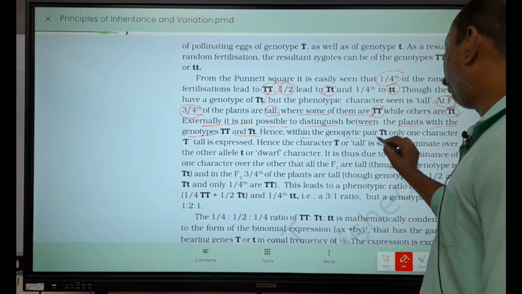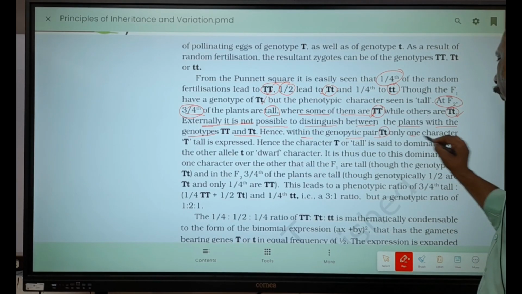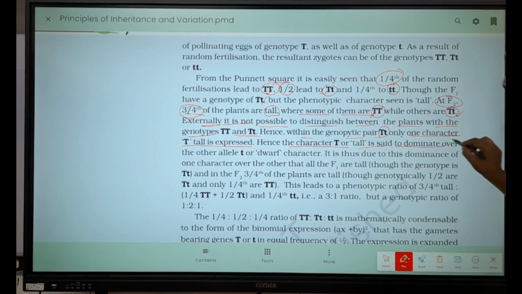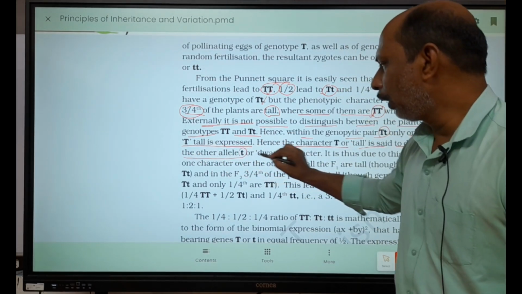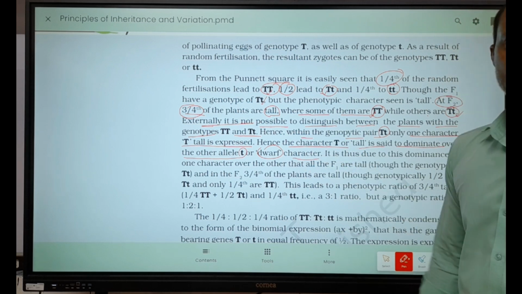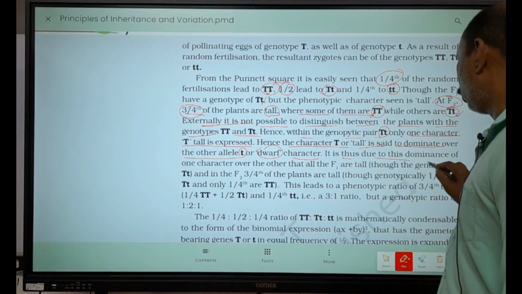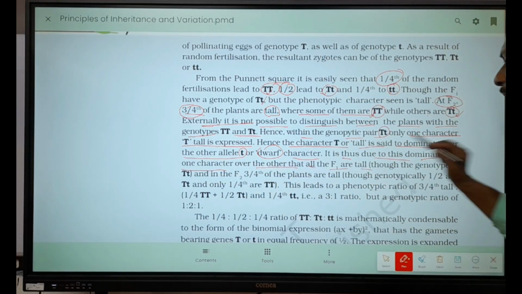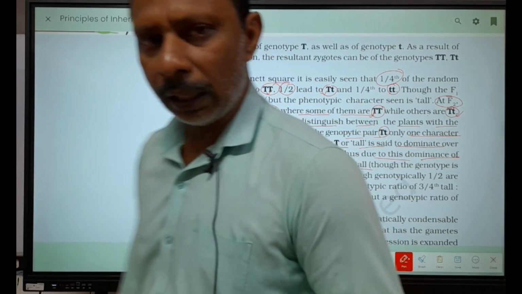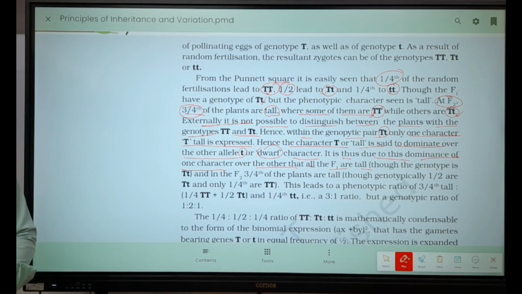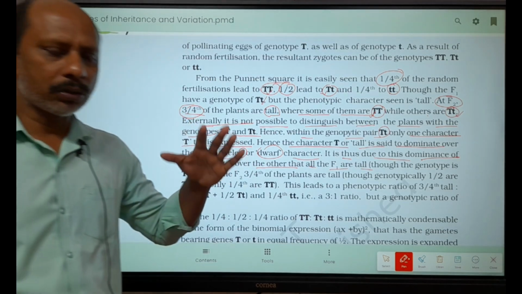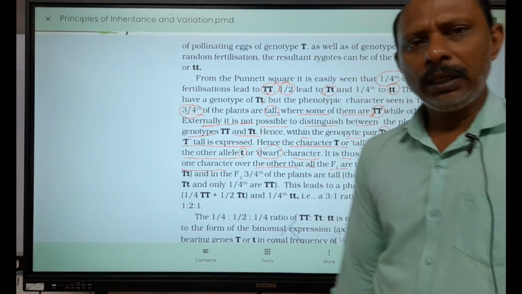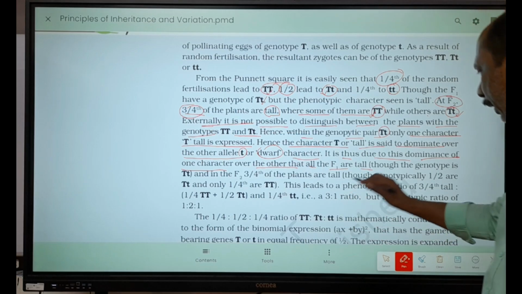Hence, within a genotype pair capital T small t, only one character, capital T, is expressed. Hence, the character T or tall is said to be dominant over the other allele, that is small t or dwarf character, which is called the recessive trait. It is due to this dominance of one character over the other that all F1 are tall, because in F1 all the zygotes contain capital T small t. So in the F1 generation, because capital T is present in all the zygotes, all the plants are tall.